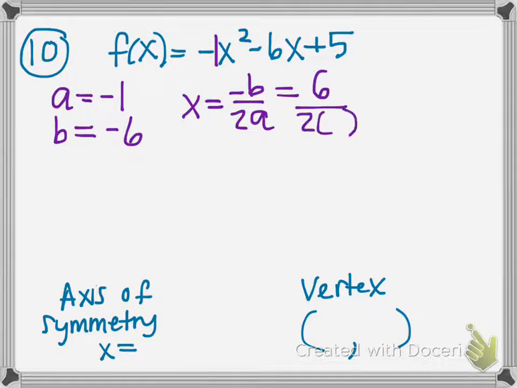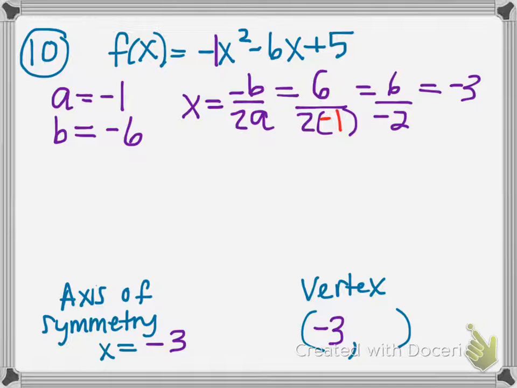And then the denominator is 2 times a, and I'm plugging in -1 for a. So if I simplify this, I have 6, and 2 times -1 is -2. 6 divided by -2 is -3. So I'm going to record that in that first coordinate for the vertex, which also gives me the answer to axis of symmetry, because it's always the x-coordinate.